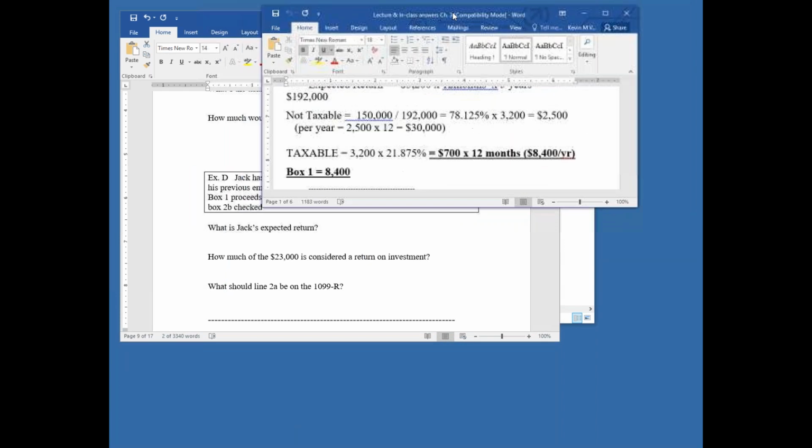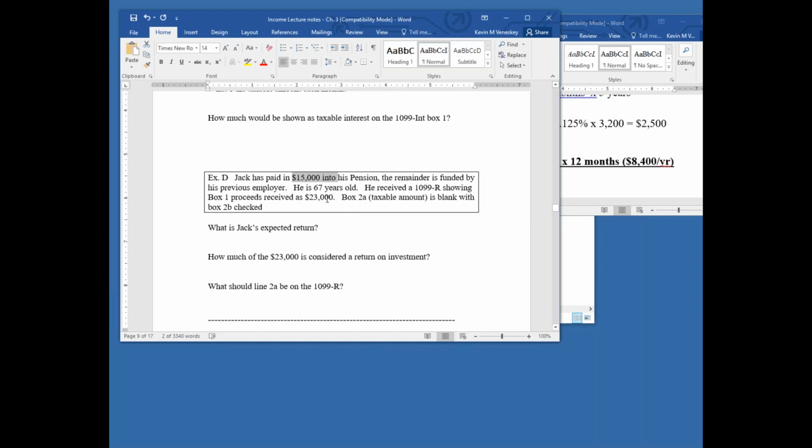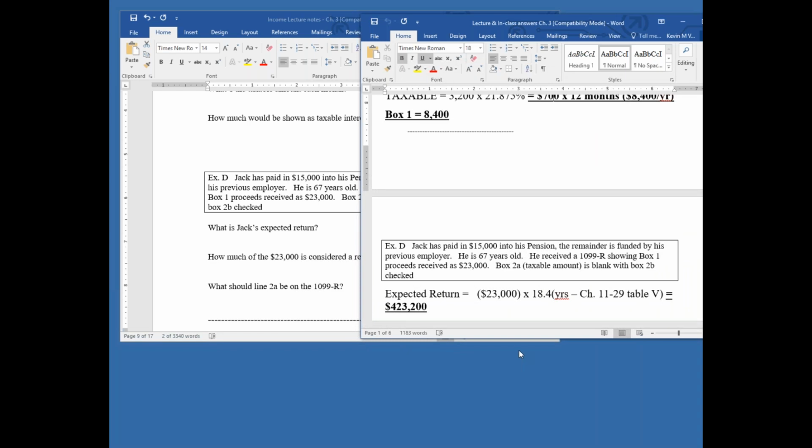Okay, with this one, the first thing we've got to do, the expected rate of return, is figure out how long the tax tables say he's going to live. If he receives $23,000 a year, and we look at the tax tables for a 67-year-old, it's 18.4 years. Again, the same table we were using, table Roman numeral 5. That tells me we expect to receive a little less than $500,000.